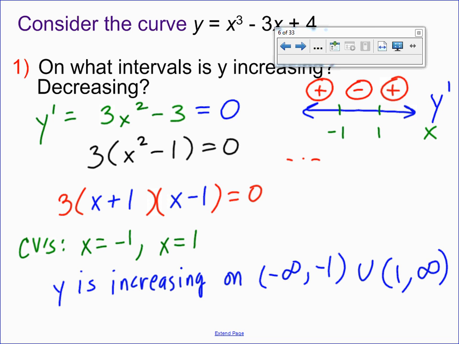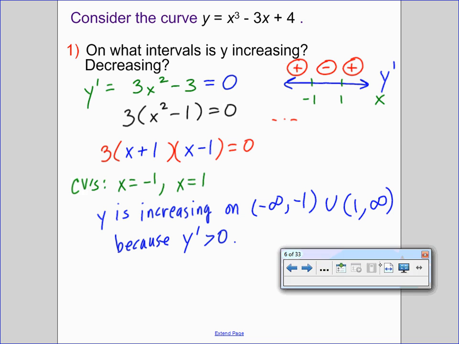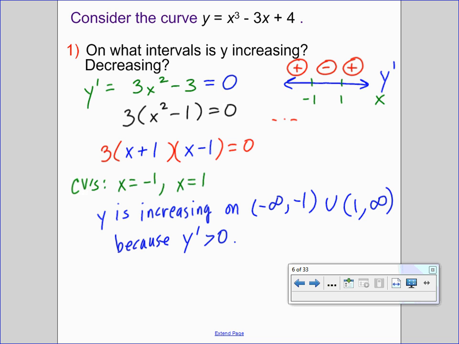If this is a free response question, then we have to say why. Our sign diagram will not be sufficient justification. We have to go on to say, because y prime is positive on those intervals. So we have to go ahead and state specifically that y prime is positive. We can't assume that the grader is going to go look up there and see that and know that that's the case. So you have to say because y prime is positive. That's the point. Y is increasing when y prime is positive. Great. And y is decreasing.